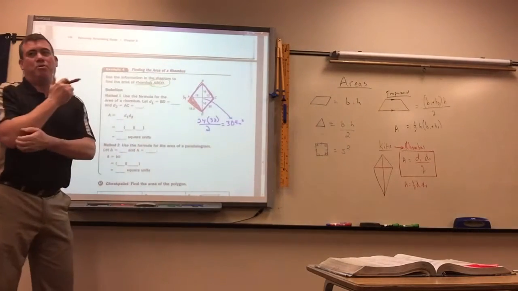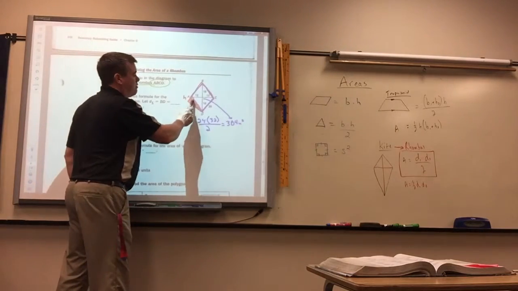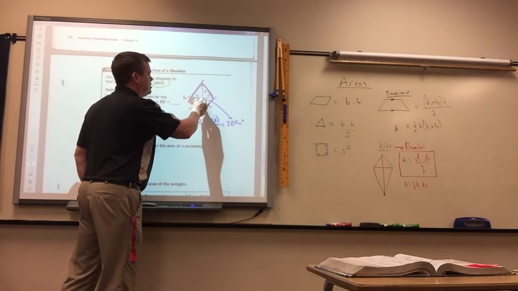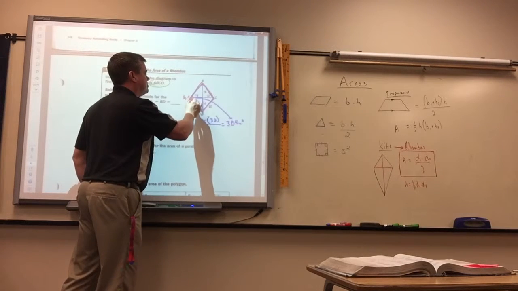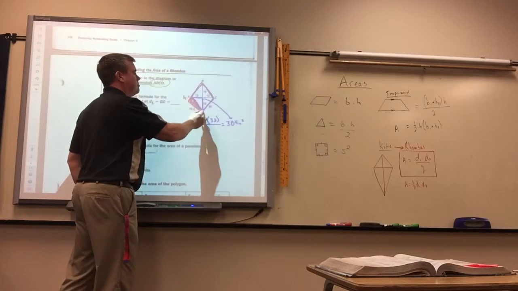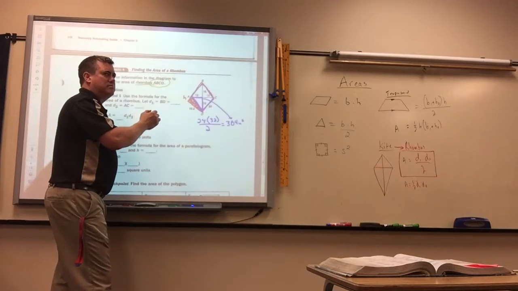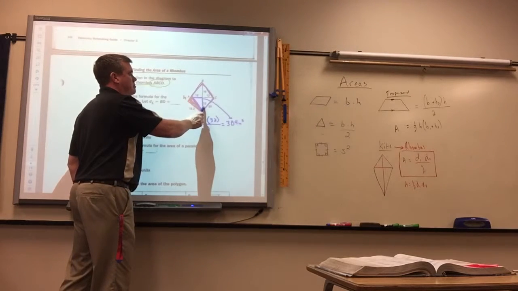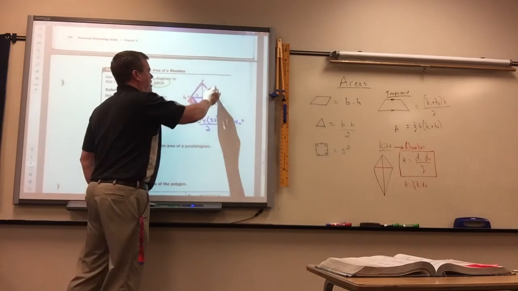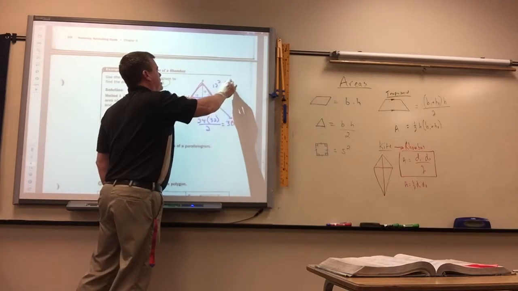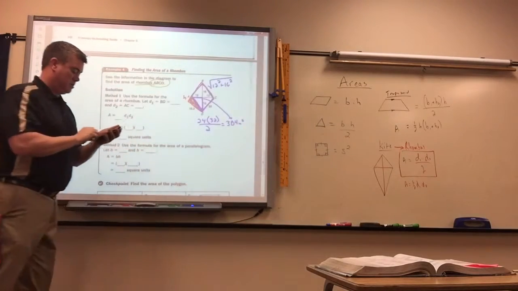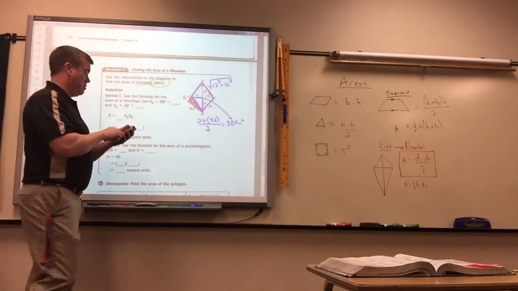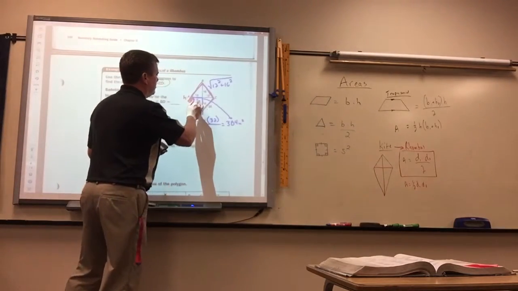Now this is a 2-step one. We can figure out what this line is right there because this is a right triangle. What would you do to figure that out? Yep. 12 squared and 16 squared, would you add them or subtract them? Add them because you're looking for the hypotenuse. 12 squared plus 16 squared, and then square root it. And you get 20.